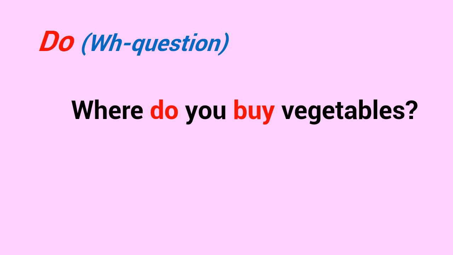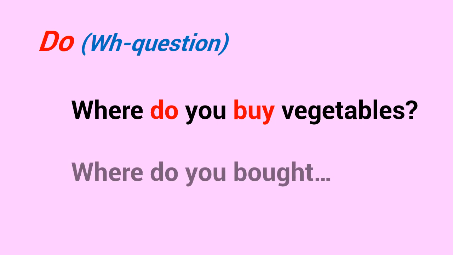Let's have do used in a WH question. Where do you buy vegetables? Do here is paired with the verb buy, which is in its original or base form. And we are not supposed to say, where do you bought vegetables? Because bought is not in its base form.